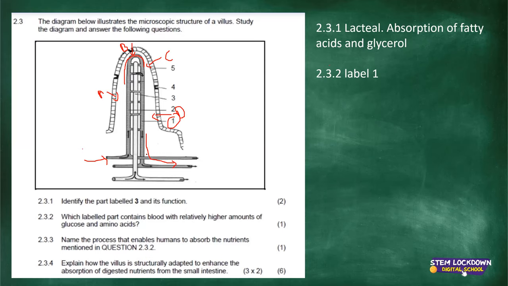If you don't understand, just tell me so that I can explain it again. Right, the question was: name the process that enables humans to absorb the nutrients mentioned in question 2.3.2. How do the nutrients move from your small intestine, right, through the columnar epithelial cells to your blood capillaries and your lacteal? How do they move? So that's basically the question.